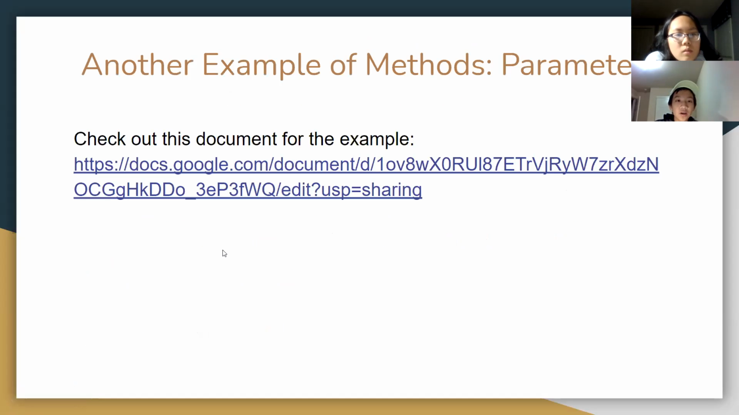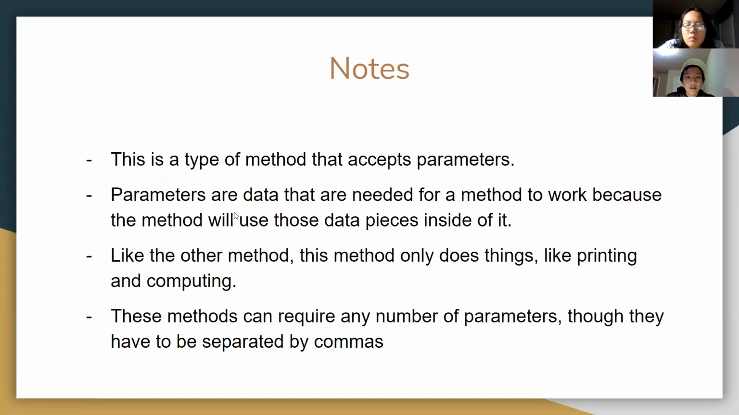All right. So another type of method is methods that have parameters. And this Google document will lead you to a bunch of examples, but let's learn about them a little bit first. As the name suggests, parameter methods are a type of method that accepts parameters. And parameters are data that are needed for a method to work because the method will use those data pieces inside of it. Just like the other method, this method only does things like printing stuff or computing things. These methods can require any number of parameters, but every time you want to declare a parameter, it has to be separated by a comma.